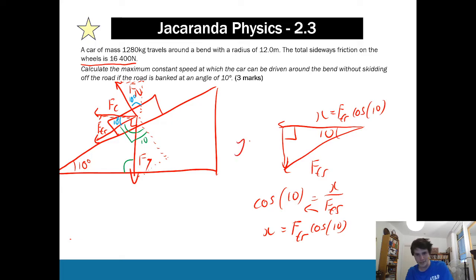And similarly, this side over here is the frictional force times sine of 10, because instead of using cos, we'll do sine of 10 is equal to y divided by the frictional force. So that tells us that this component here is the frictional force times sine of 10. And I'm going to label that on over here. So we've now got this is our frictional force times sine of 10. And I might draw it with an arrow just to indicate in over here we have frictional force times cos of 10 as well.